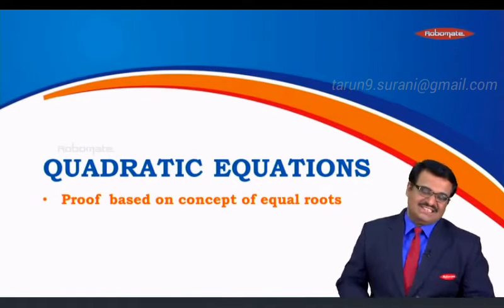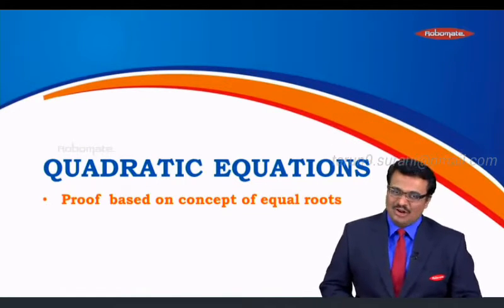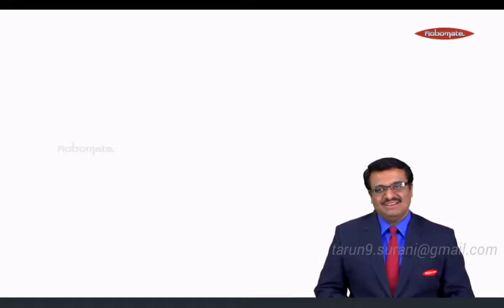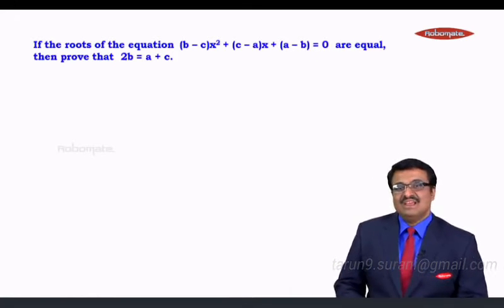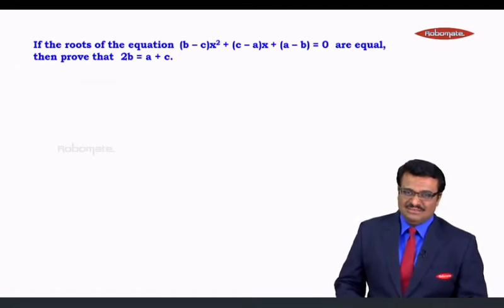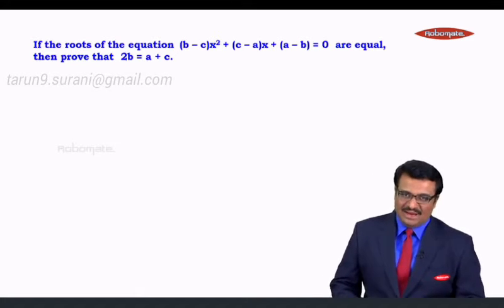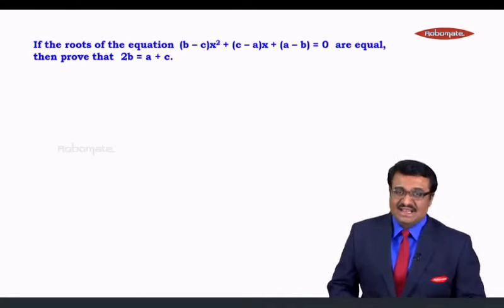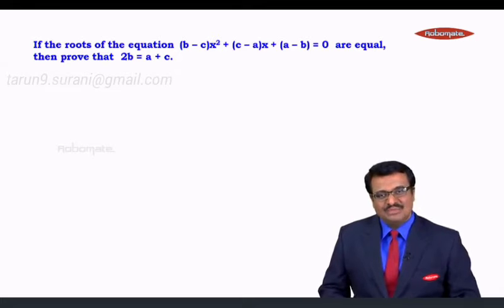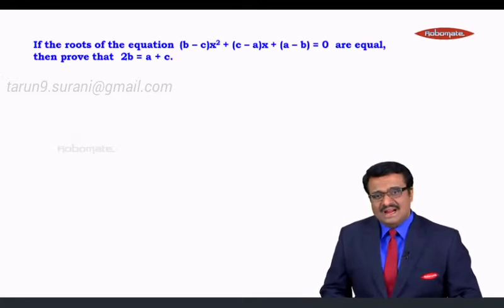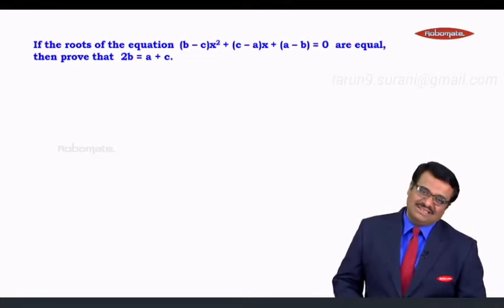We'll see a proof based on the concept of equal roots. Let us take up the sum. A very nice sum. Let us take it. If the roots of the equation (b minus c) x square plus (c minus a) x plus (a minus b) equals 0 are equal, then prove that 2b equals a plus c.